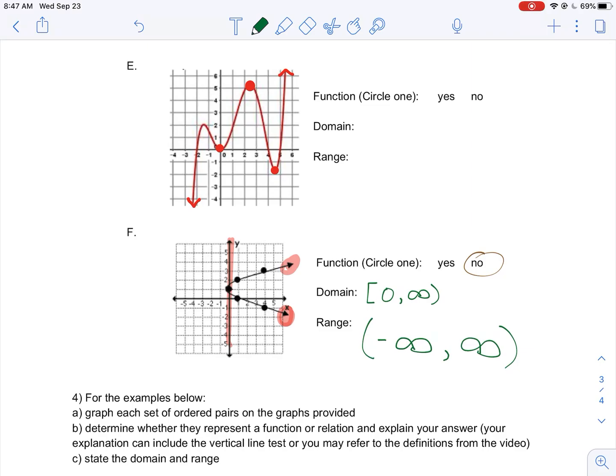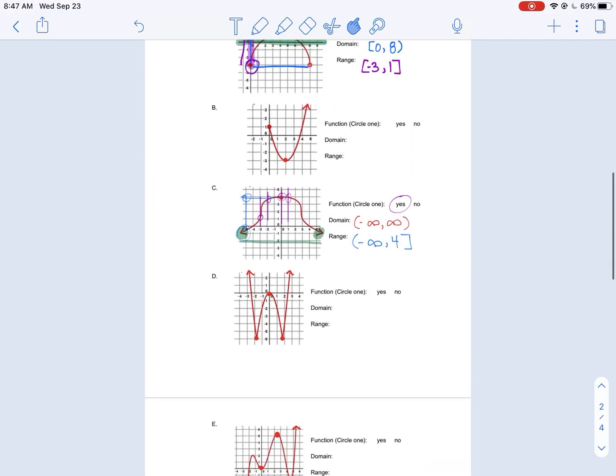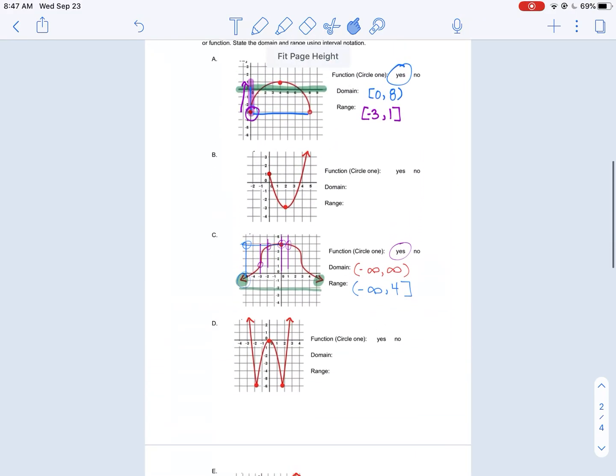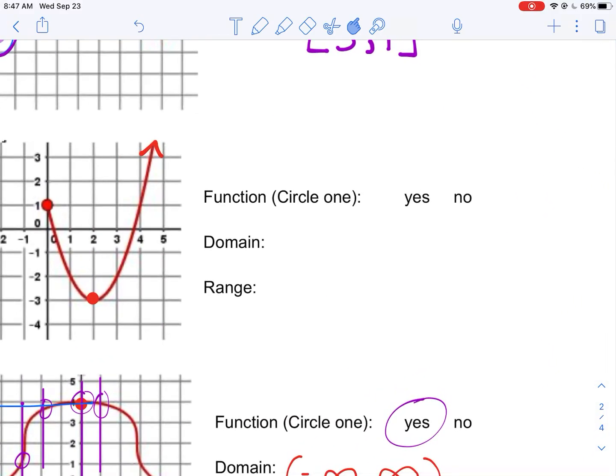So those are 3 examples, and I'd like to see how you guys do with the rest of these. So if you had struggled a bit, try D and E on your own, as well as B, but now you have some guidance. You know that, 1, use your vertical line test for a function. If it goes through once, you got a function. If it goes through more than once, you don't have a function. Domain is looking horizontally. Where does it begin? Where does it end? Range, looking at vertically. Where does it begin? Where does it end?